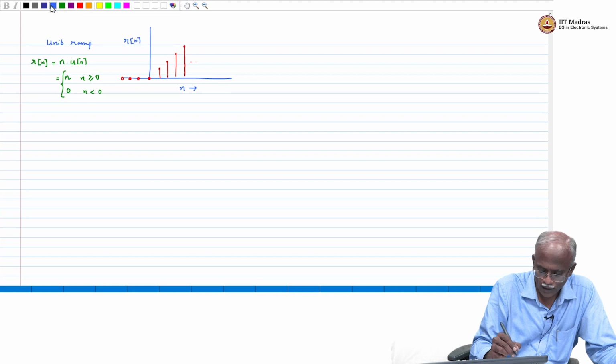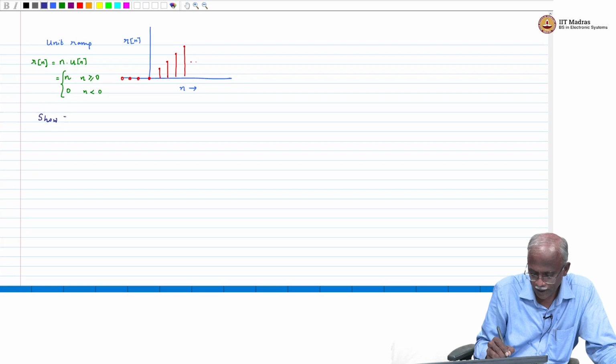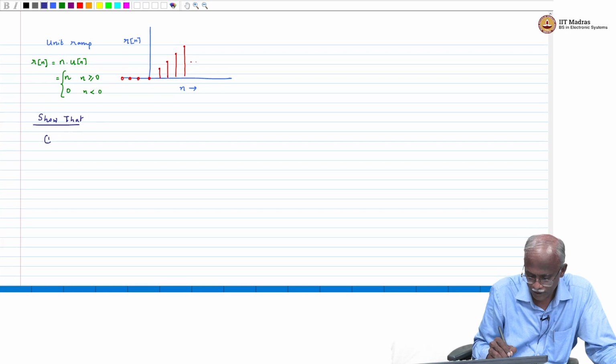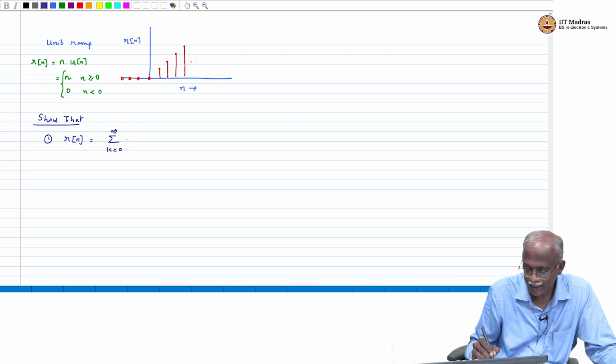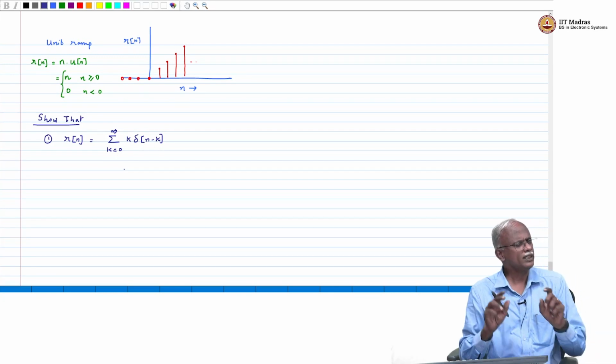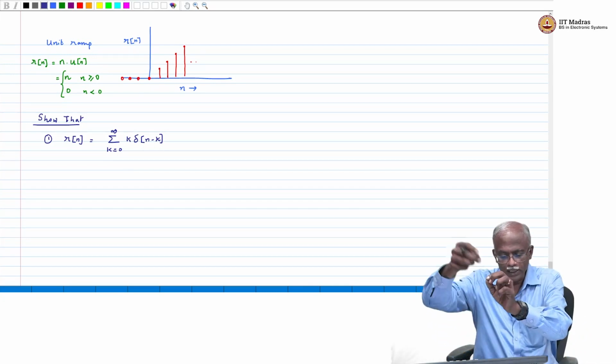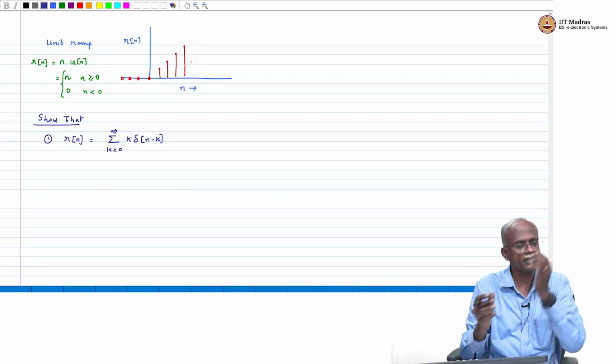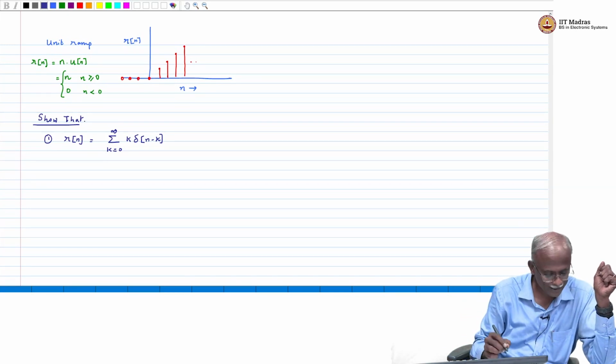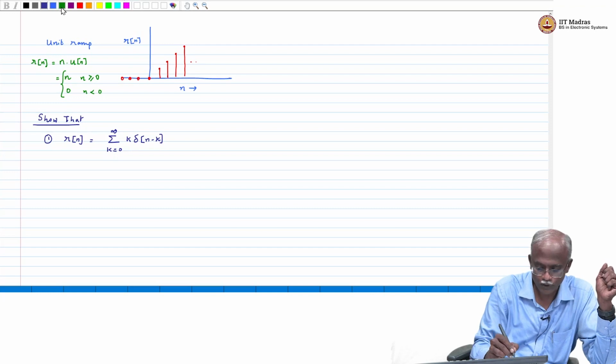So what I would like you to do is to show that. Show means you justify the following statements. I would like you to show first that r of n, the ramp function, can be given as a summation, k equal to 0 through infinity, k times delta of n minus k. Very straightforward. This is like writing down the ramp function using delta functions. I'm sure that one is fairly straightforward for you to show.